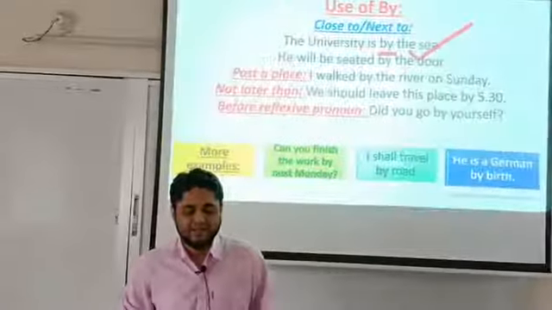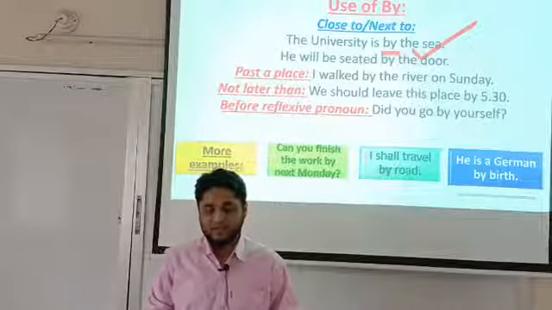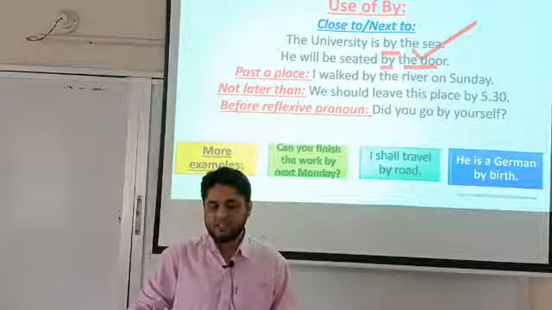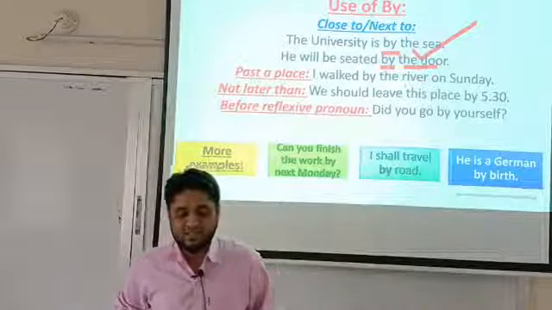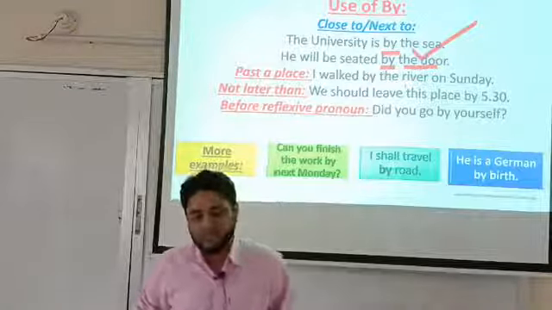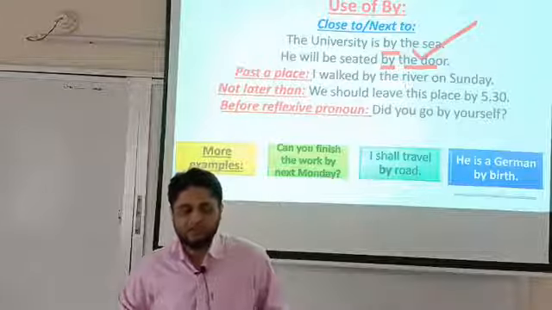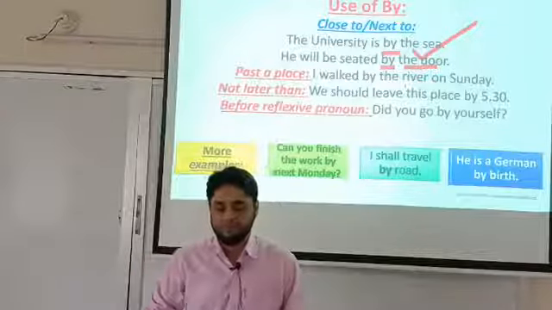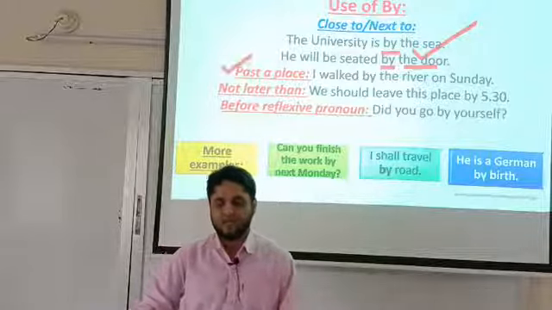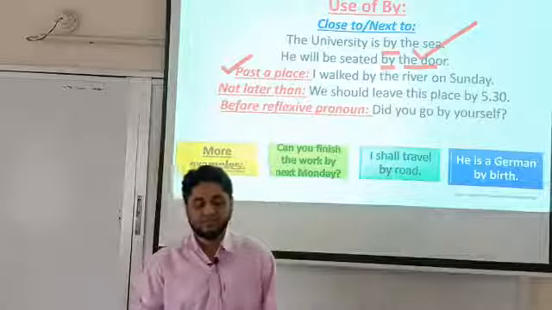And again in the very next sentence we have used by, like, he will be seated by the door. He will be seated by the door, which means he will be seated very near to or close to the door. For this reason we have used by before the door. And again, past a place: I walked by the river on Sunday.